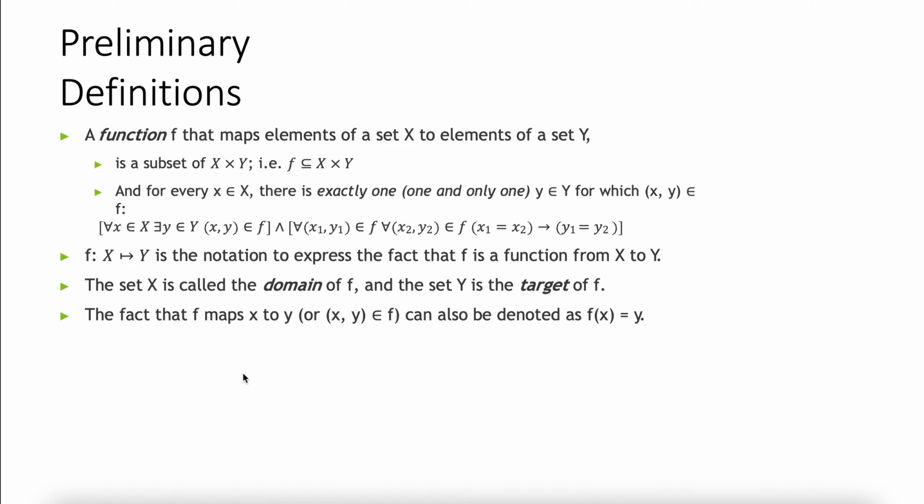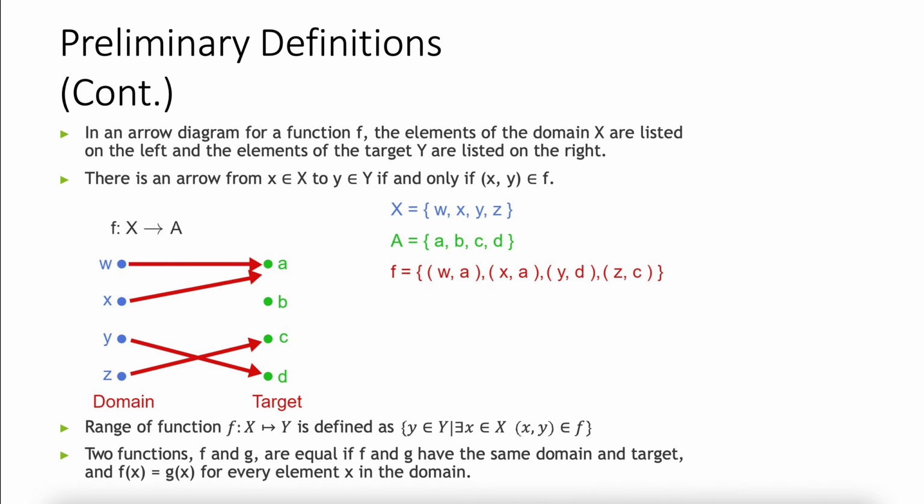Now this notation that you see here, f: x to y, is basically a notation to express the fact that your function f starts at x and goes to y. So your x is called the domain and y is called the target. Now, since you have x and y as two different sets, basically you can denote that as function of x is equal to y, since that's your target. Now you also have different types of arrow diagrams.